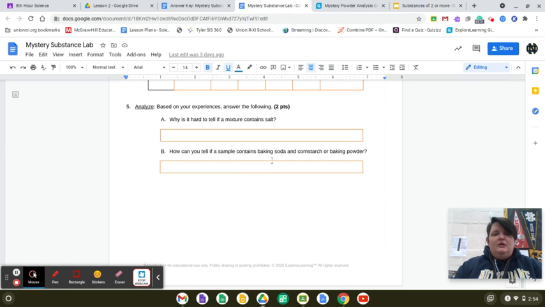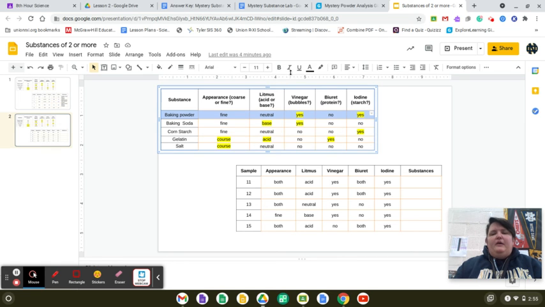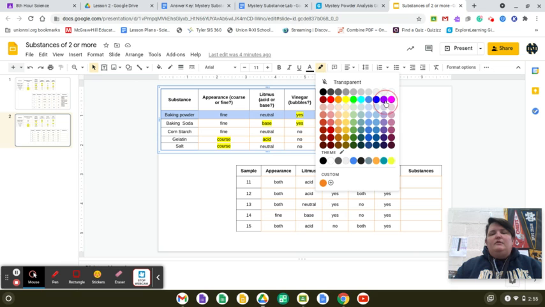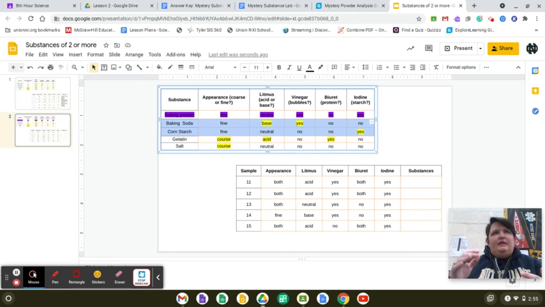And then letter B, how can you tell if a sample contains baking soda and cornstarch or baking powder? Same type of thing. You're going to look here, and you're going to try and find exactly which of these tests is going to make it unique, is going to make it stand out. So if I have just baking powder, if I highlight this, compared to a combo of these 2, how can I tell which one it is? Like if I give you 2 test tubes of powder, one has just baking powder, one has baking soda and cornstarch in it, how do you determine which one it is?